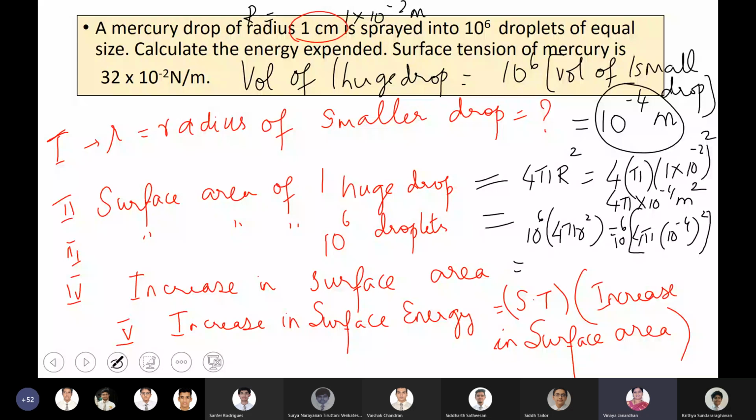Others, please solve the numerical. Ma'am, does the final answer have pi in it? Final answer is not having pi. It is 3.98 10 to the power of minus 2 joules. Okay, ma'am.